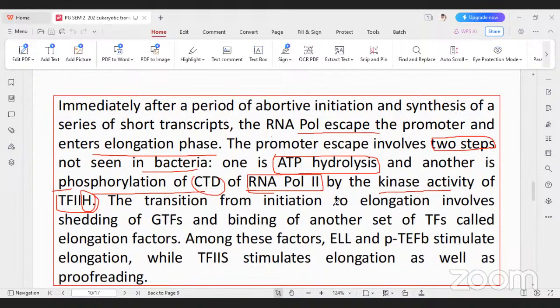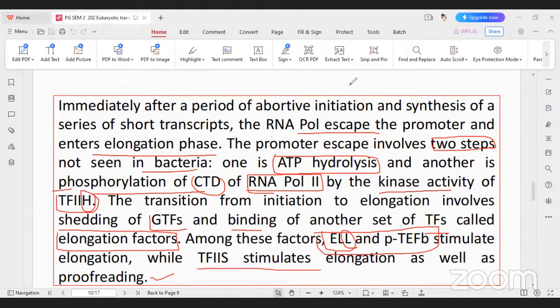The transition from initiation to elongation involves shedding the GTFs and binding another set of transcription factors called elongation factors. Already told you, like initiation factors, here elongation factors are also required. Among these factors, elongation factor L and TFIIF stimulate elongation, while TFIIS stimulates elongation as well as proofreading. Don't get confused here. What are the two steps? The first one is ATP hydrolysis, and another one is phosphorylation.